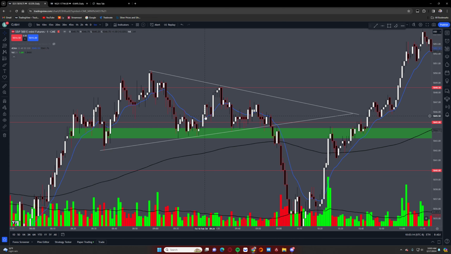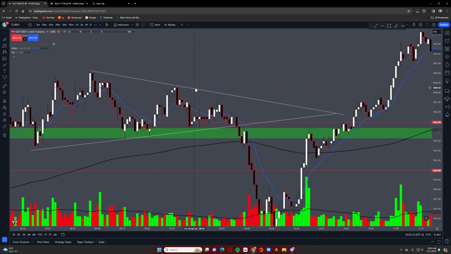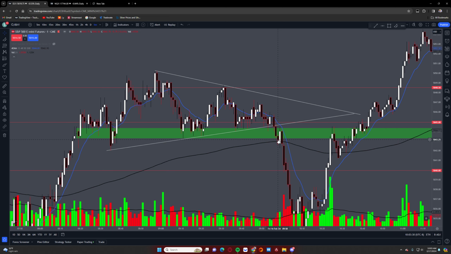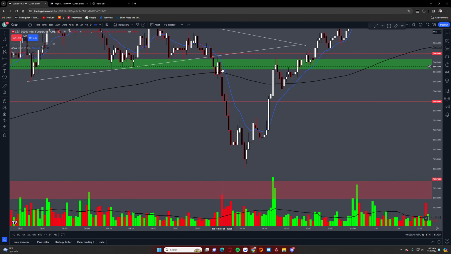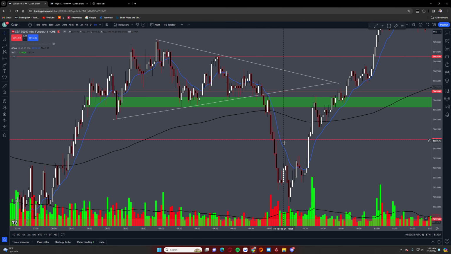So we broke out of this wedge, right? We broke out of the wedge. We closed below this 13 EMA, this 48, and then we came up to the 200. We retested up here, and then we fell through. We retested this wedge barely. We retested the supply zone, and then look what happened. We just absolutely fell to the floor.